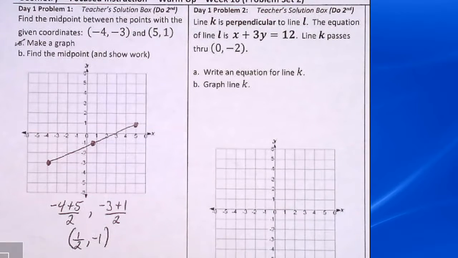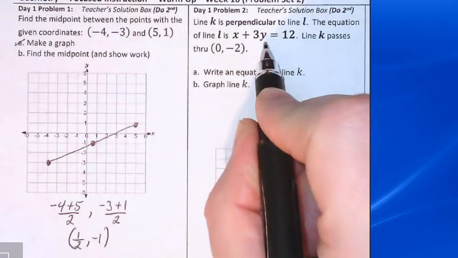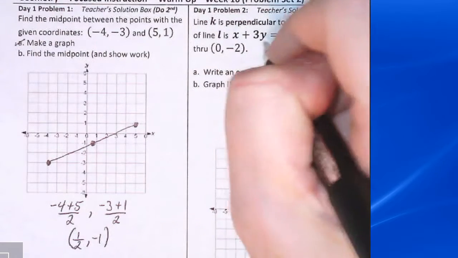Now day one, problem 2. Line K is perpendicular to line L. That means that its slope is the opposite reciprocal of the slope of line L. So here we have an equation for line L. Let's rewrite this in slope-intercept form.